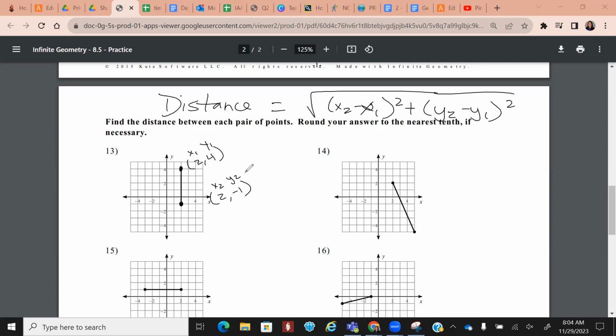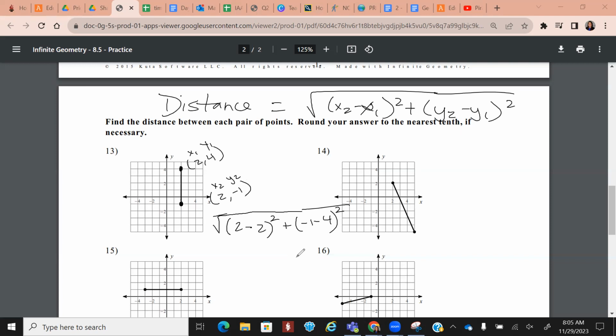All we're going to do is plug into our equation. So we're going to rewrite the equation, substituting those values in. So we're going to write the square root. We're going to write a parentheses. We're going to say 2 minus 2 squared plus y2, which is -1, minus 4 squared. So all I did was I rewrote the formula with plugged in numbers.